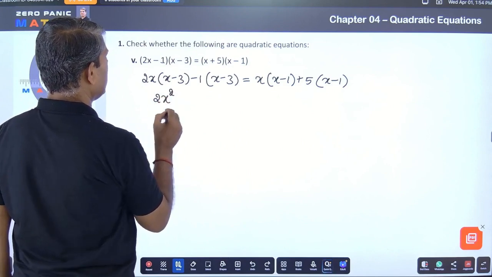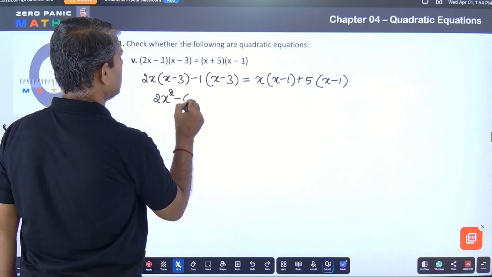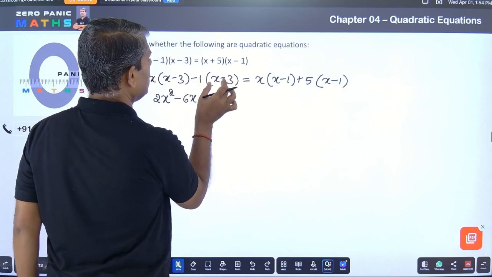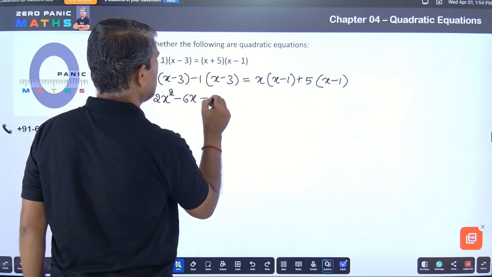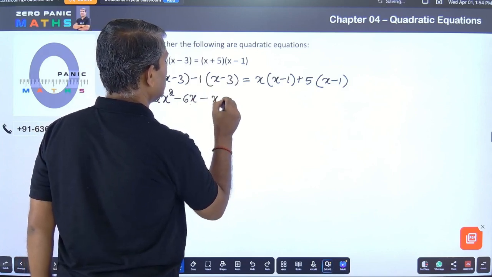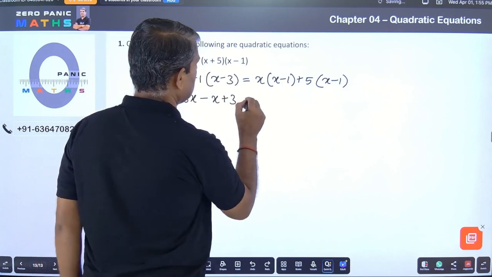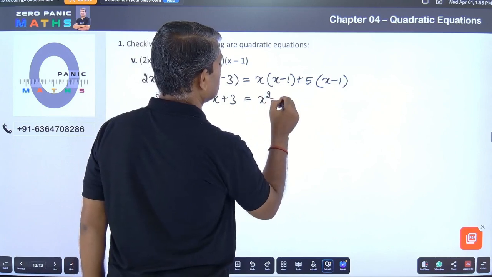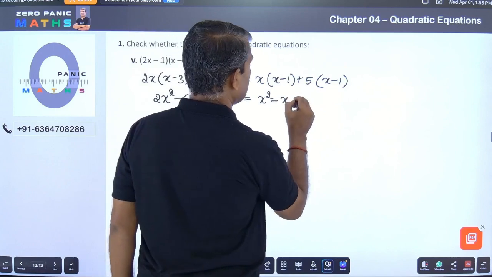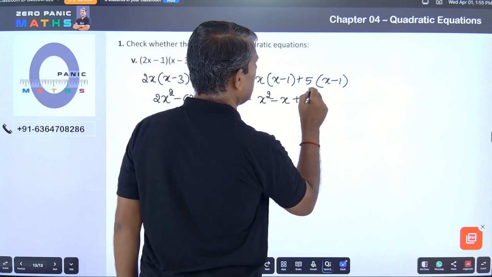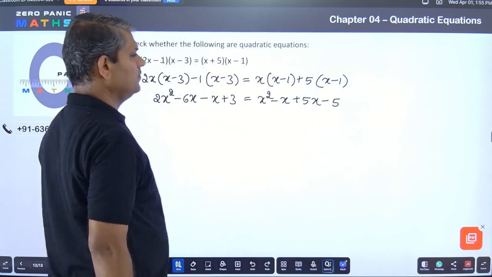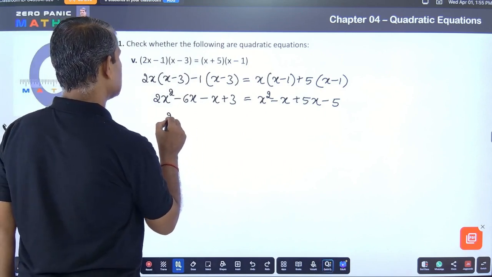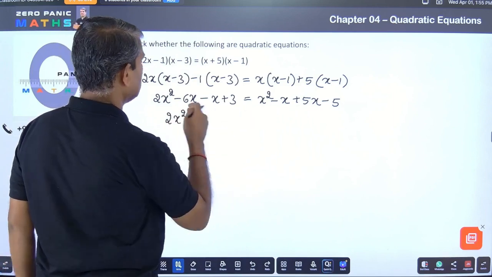x, that is 2x square, 2x into minus 3, that is minus 6x. Okay, you will actually be multiplying minus 1 to x, minus x, and minus into minus, plus 3. Is equal to x into x, x square, x into 1, that is minus x, plus 5x and minus 5. Right? Okay, let us resolve this for one more step and then bring all together here.